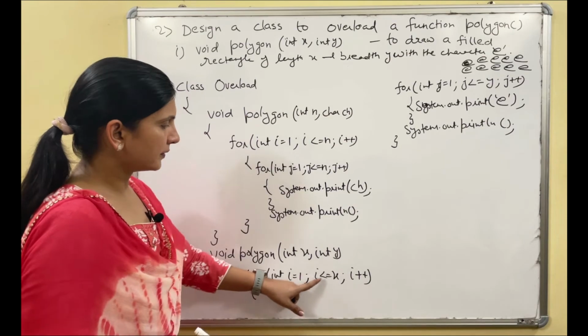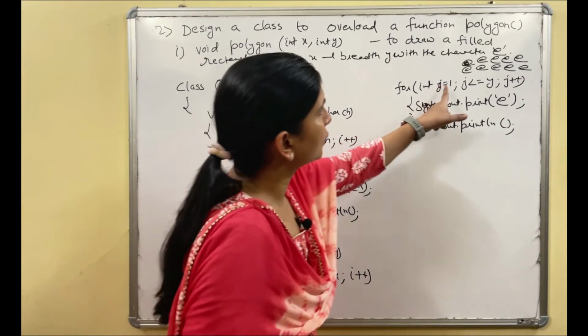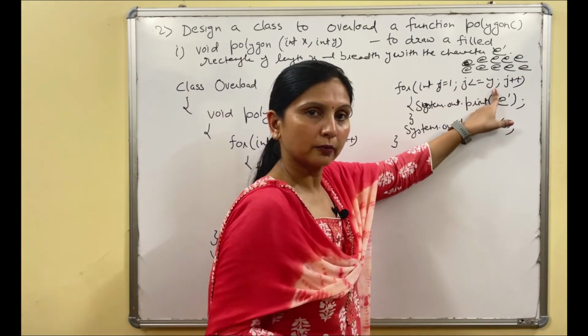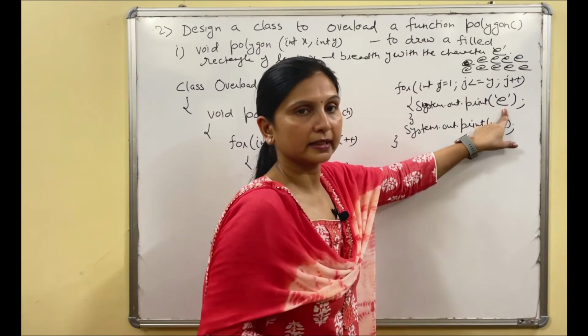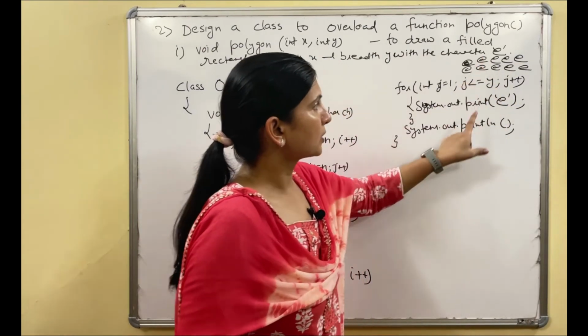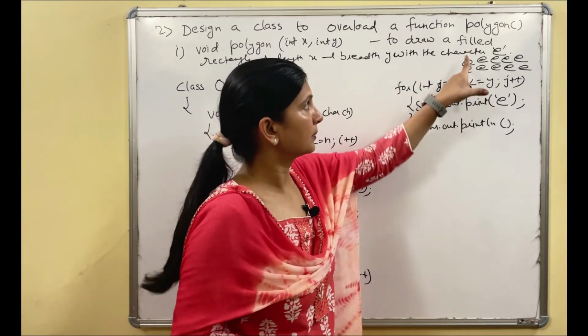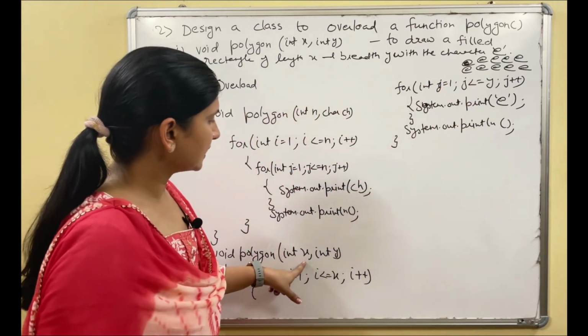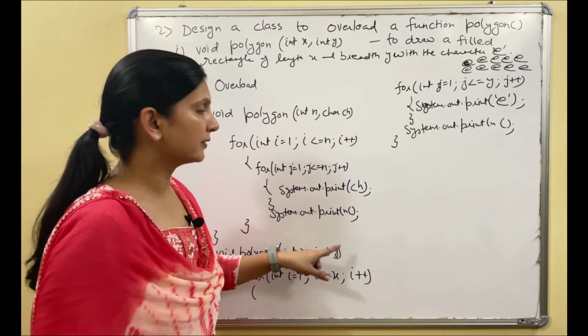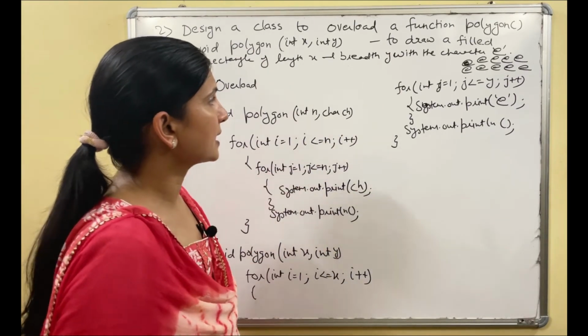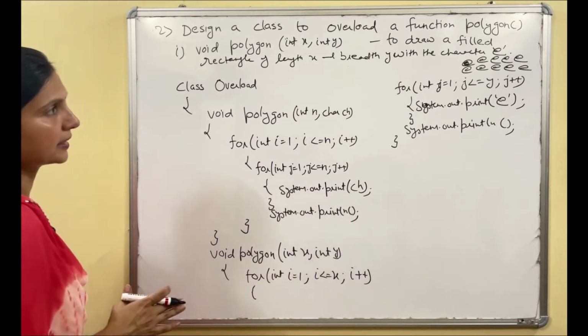So again i will be 2, j will go from 1 to y only. If y is 5, again it will display @ 5 times. So this is a generalized program, because we have taken int x, int y. So the x value can be anything and the y value can be anything. So this is a general function. I hope it is clear.